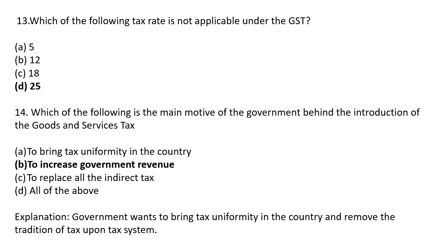Which of the following is the main motive for the government behind the introduction of the goods and services tax? Option A to bring tax uniformity in the country. Option B to increase government revenue. Option C to replace all the indirect taxes. Option D all of the above. So the correct answer is option B to increase government revenue.